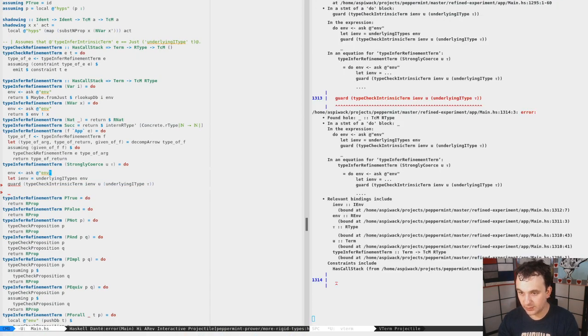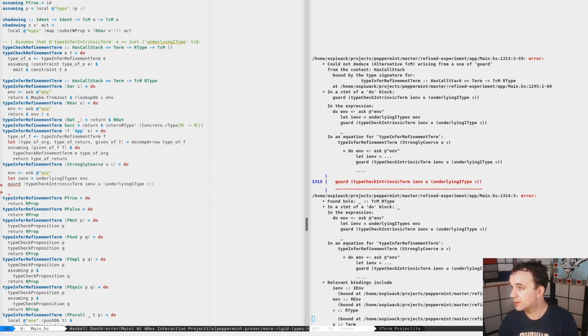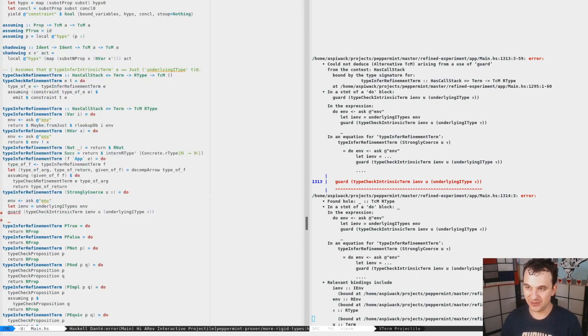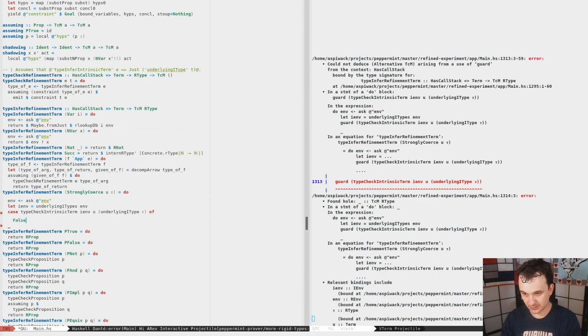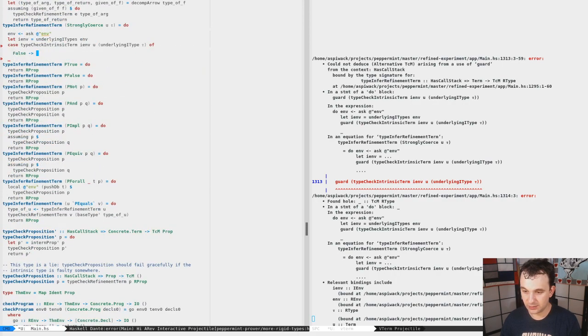Okay, we're getting somewhere. Could not use alternative TC. Of course you couldn't, because I have no error handling. Okay. What do I usually do when it's wrong? I had a panic earlier.